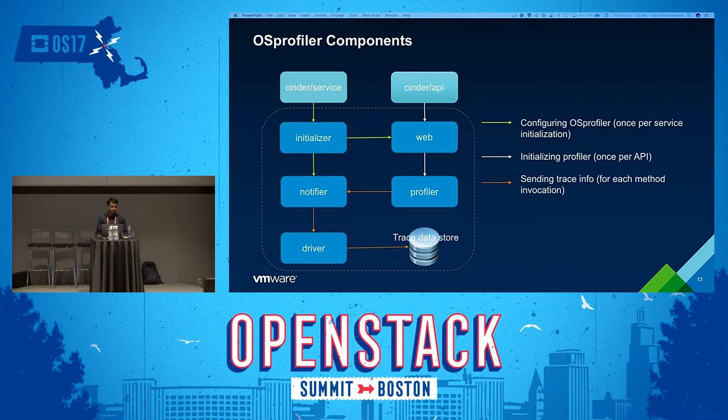The initializer, as the name indicates, initializes OSprofiler. It initializes the web module with the secret key specified in the config file. The admin specifies the secret key in the config file, and the initializer initializes the web module with that. It also initializes the notifier. So basically, it tells the notifier, this is my trace data store connection parameters, so initialize the trace data store. The notifier uses the appropriate driver to initialize an instance of a driver. These are the main components in OSprofiler.